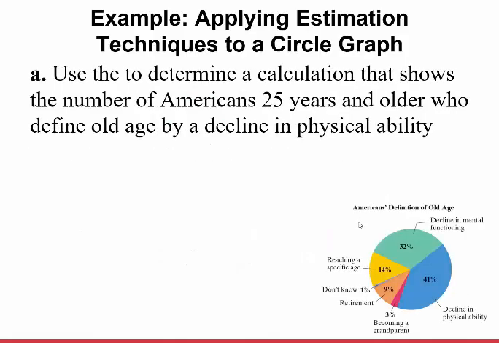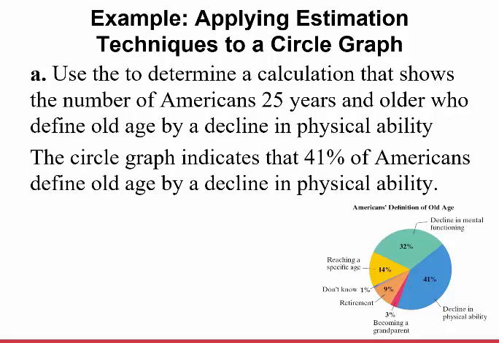So use this determination to determine a calculation to show the number of Americans 25 years and older who define old age by decline in physical ability. So I want to use this graph to define that number. The circle graph, as I said, indicates 41% of Americans define old age by decline in physical ability. So all you're going to do to find the number is take 0.41, taking that percentage and turning it into a decimal, and multiply it by the total population.